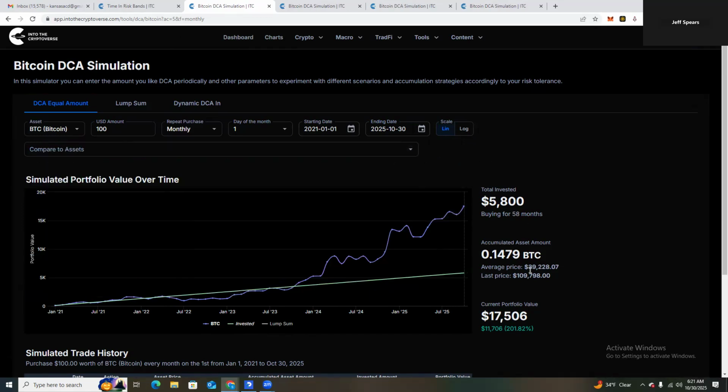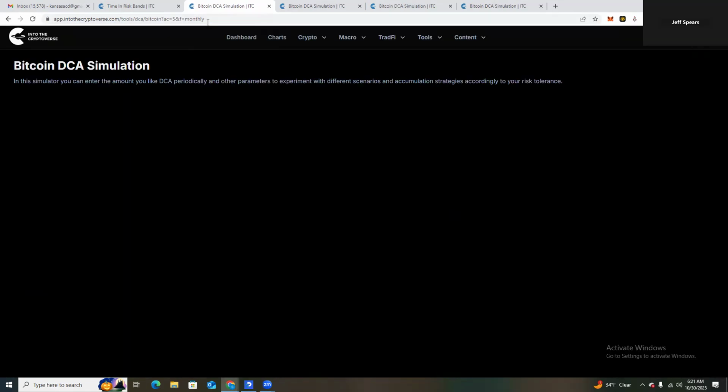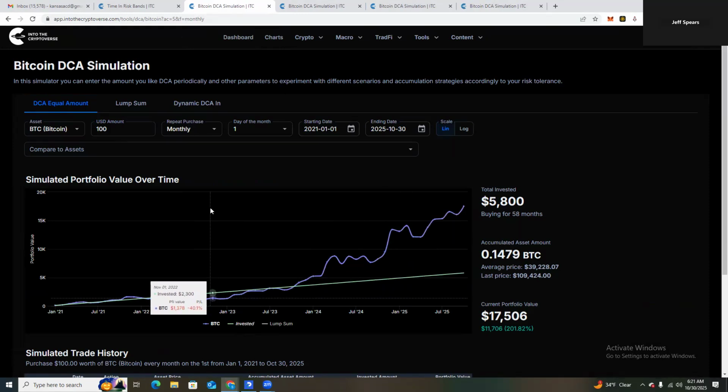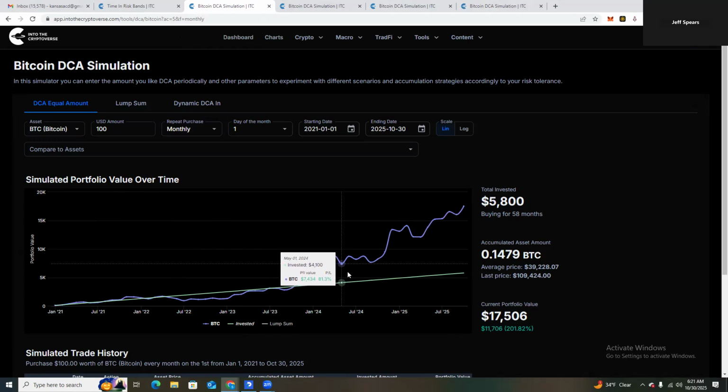We won't compare assets. Let me make sure I did that correctly. Okay, so you would have invested, and again, this is just $100 a month, not even thinking about it, right? So you're not dynamically DCing, you're just throwing it in. Here's your cost basis, here's what you invested, but here's your net worth. You really wouldn't be profitable until July of 2023. It would be almost break even, which isn't bad. But you would have invested $5,800, and your portfolio would be worth $17,000.